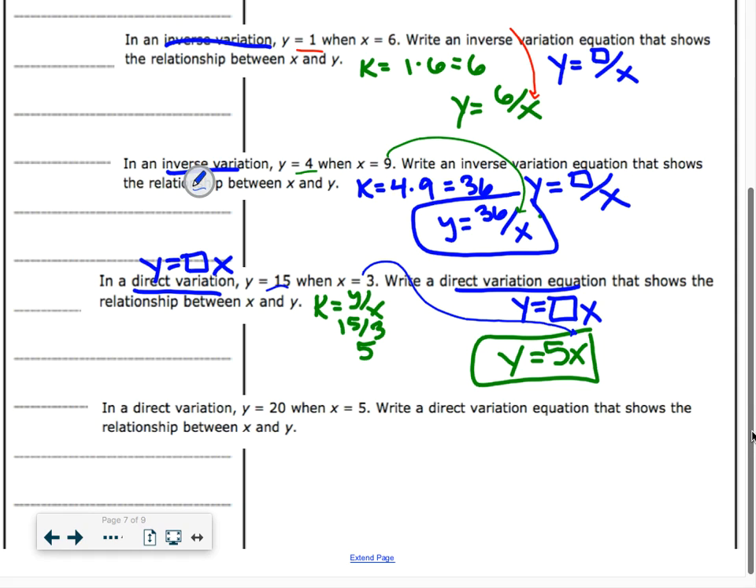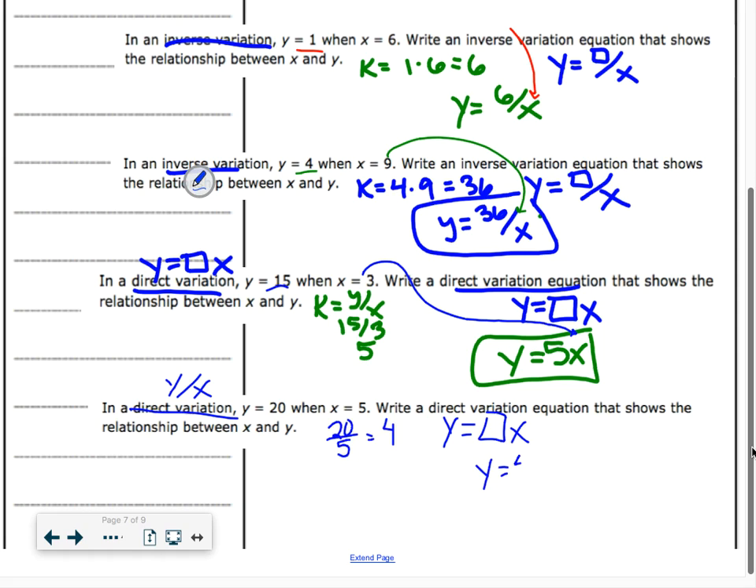And lastly, in a direct variation, so that's that ratio. Direct means y over x is the same. In a direct variation, y is 20 when x is 5. Write an equation. So direct is y equals something times x. That something is that ratio, y over x. So 20 over 5, which is 4.